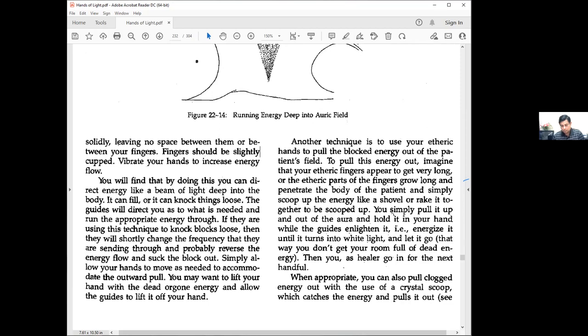That way you don't get your room full of dead energy. Then you, as healer, go in for the next handful. When appropriate, you can also pull clogged energy out with the use of a crystal scoop, which catches the energy and pulls it out.